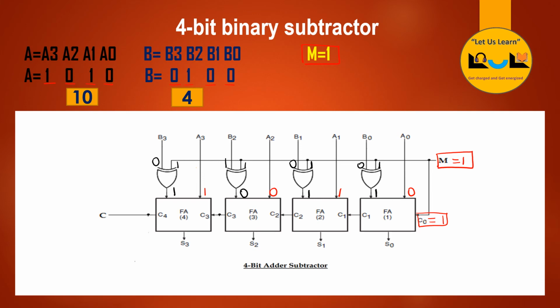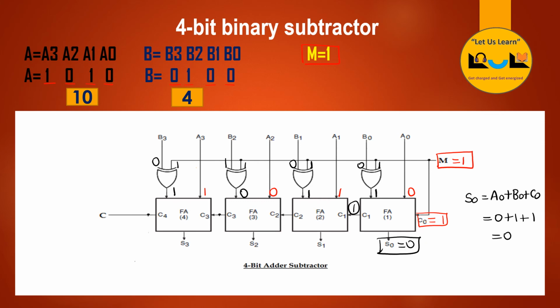Now we are going to find the value of S0. So S0 is equal to A0 plus B0 plus C0. So A0 value is 0 plus B0 is 1 plus C0 is 1. So if you add this 1 plus 0 we'll get 1. Again 1 plus 1 is 0 and then carry will be 1. So here we will get the carry as a 1. So here S0 value is 0.